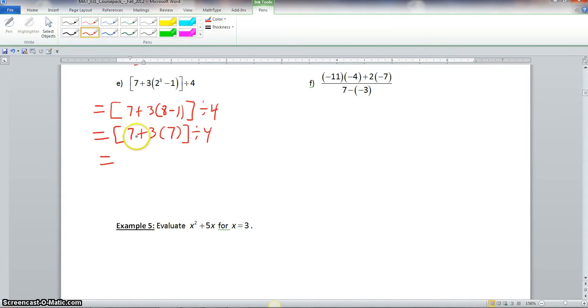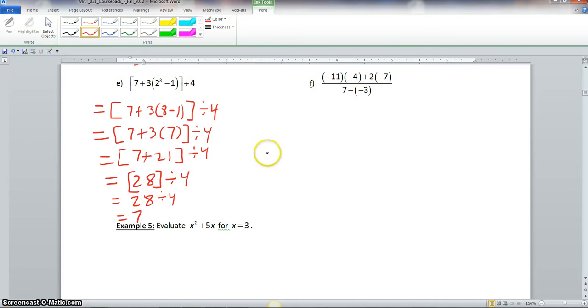Now, we look here. Still inside this bracket, we have addition and multiplication. We do the multiplication first. So it's 7 plus 21 divided by 4. Still working inside this bracket, 7 plus 21 is 28 and divided by 4. Now even though this 28 is in the bracket, we cannot do anything else with it. So we're basically left with 28 divided by 4, which is 7.